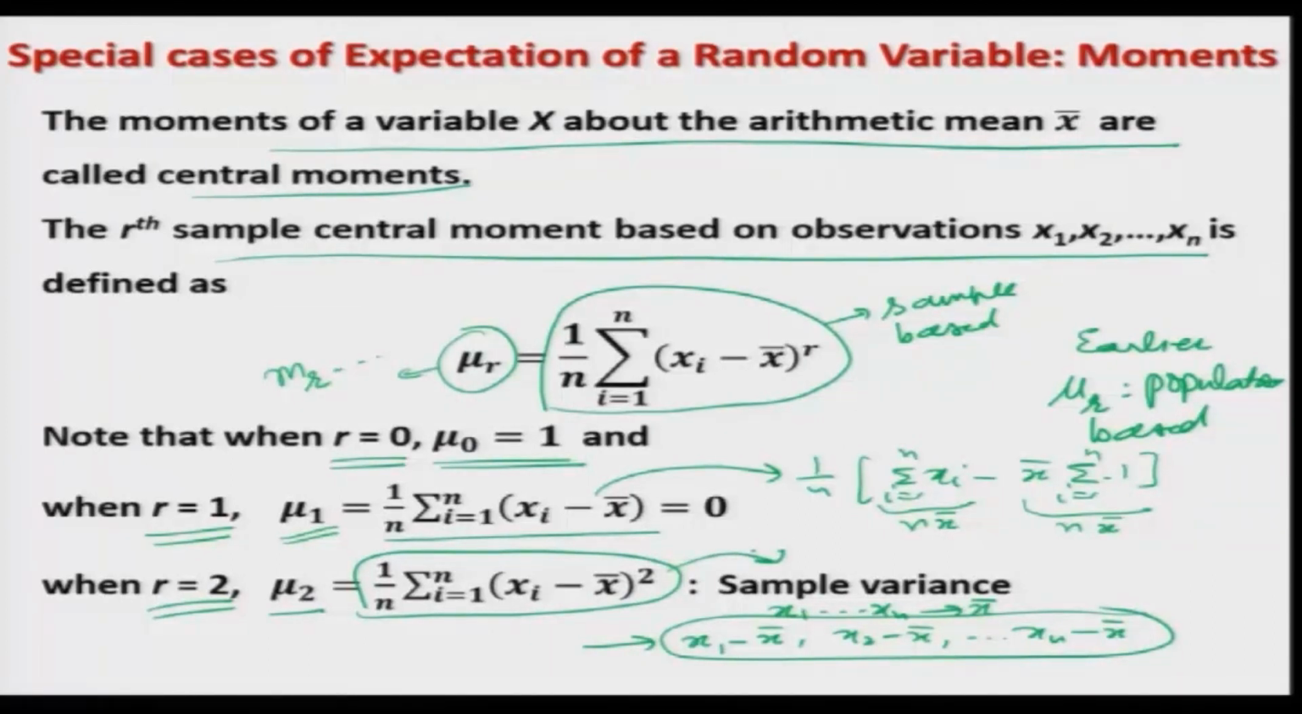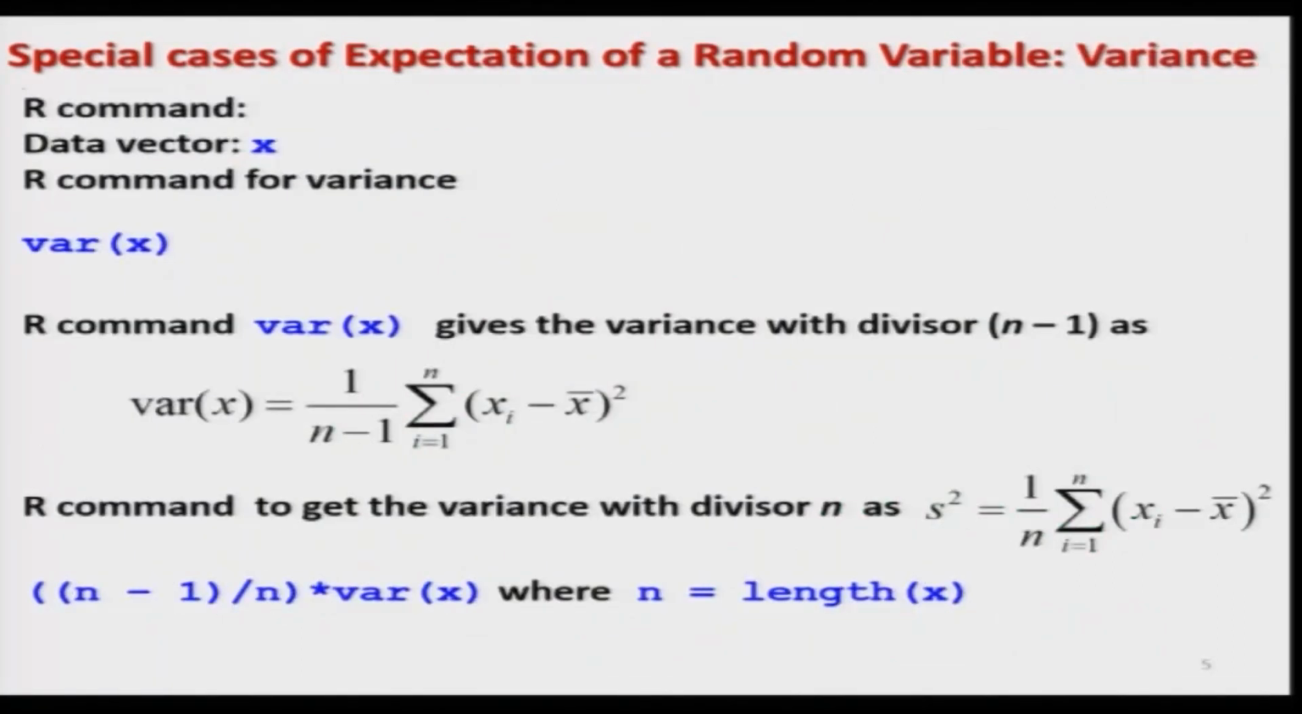So, sometimes people say that mu 1 is the mean and mu 2 is the variance, which is not correct. Mu 1 prime is the mean and mu 2 is the variance. That is trying to indicate the properties of central tendency and variation in the data. Right. Now, let us see how you can compute this variance and moments in the R software.